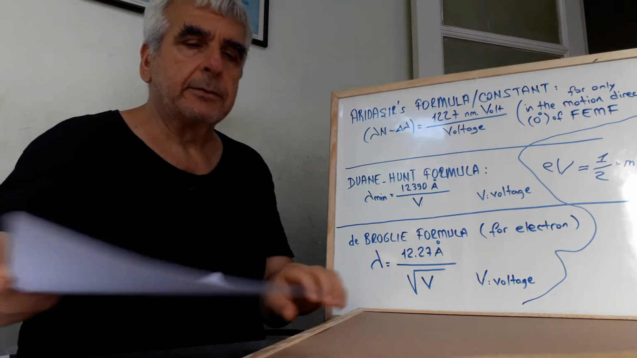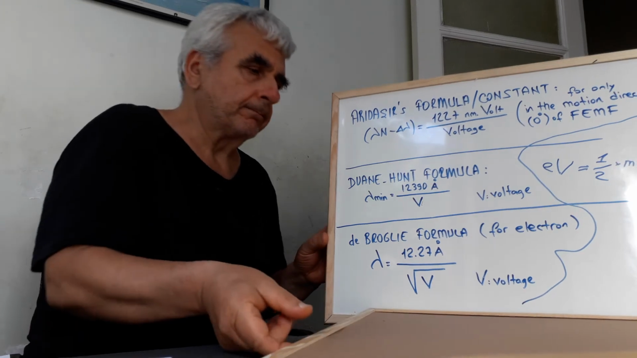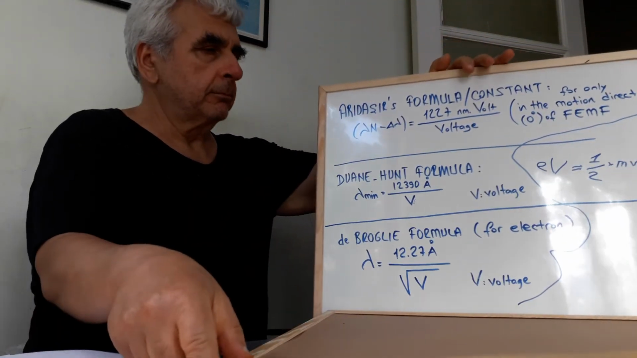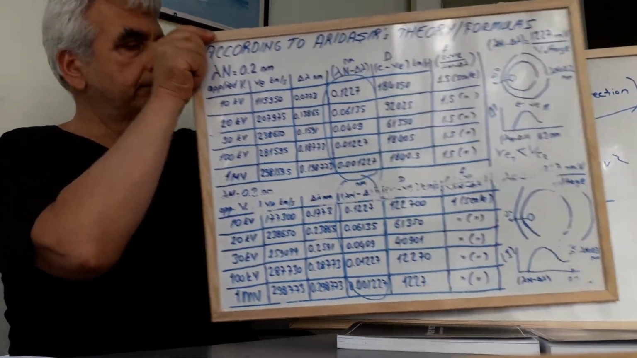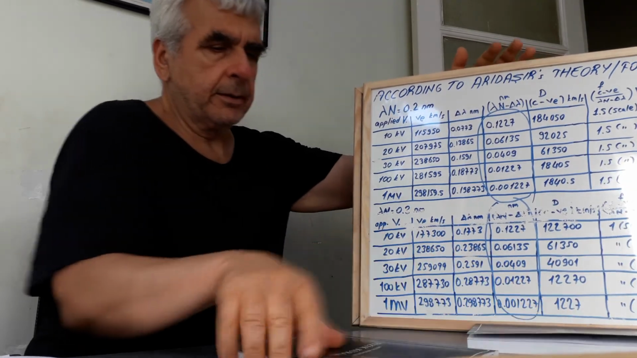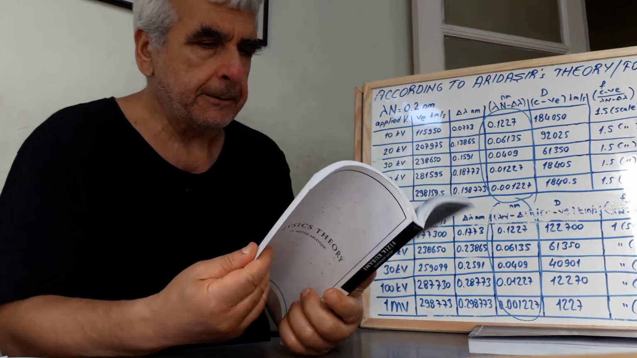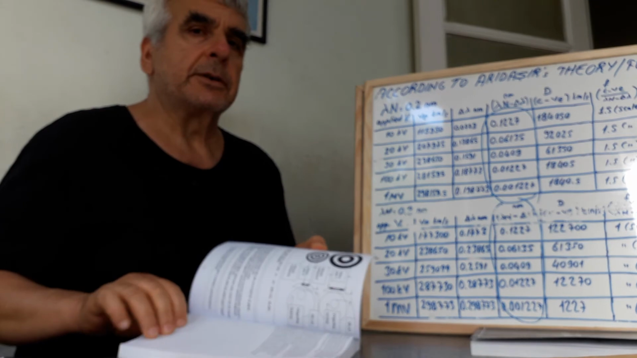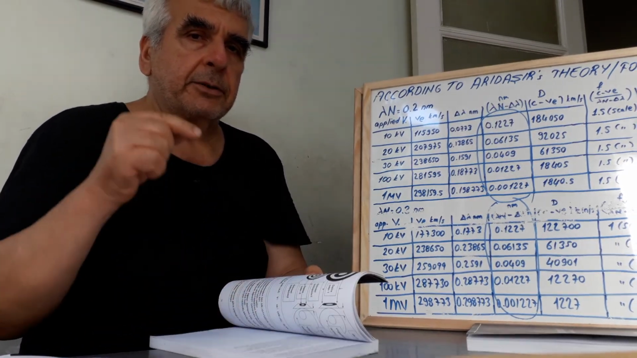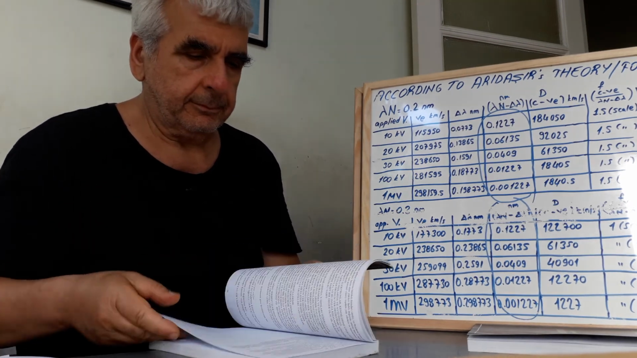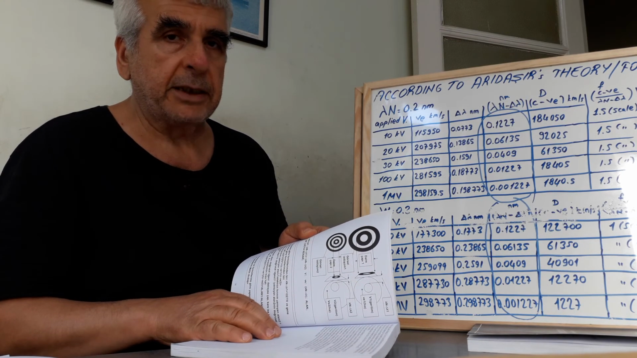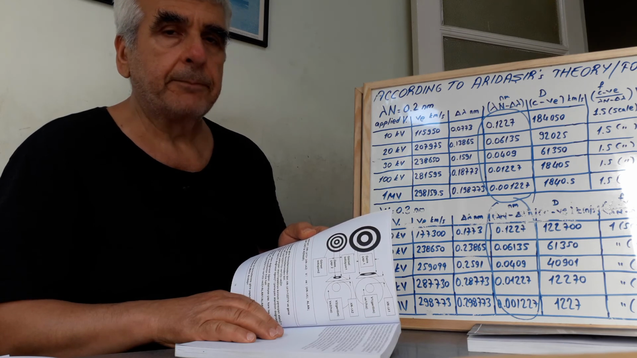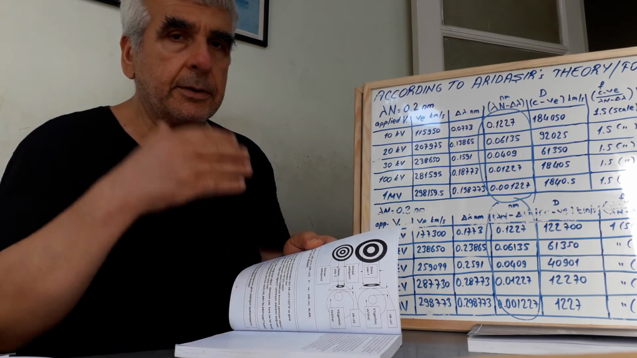Next, I will explain in detail. I hope you see. Here is my book in Turkish and English, and next I will explain the Davisson and Germer experiment and the Thomson experiment. My theory and my formula prove that the de Broglie matter wave formulas are wrong according to my theory and my formulas. I will show all of these next.